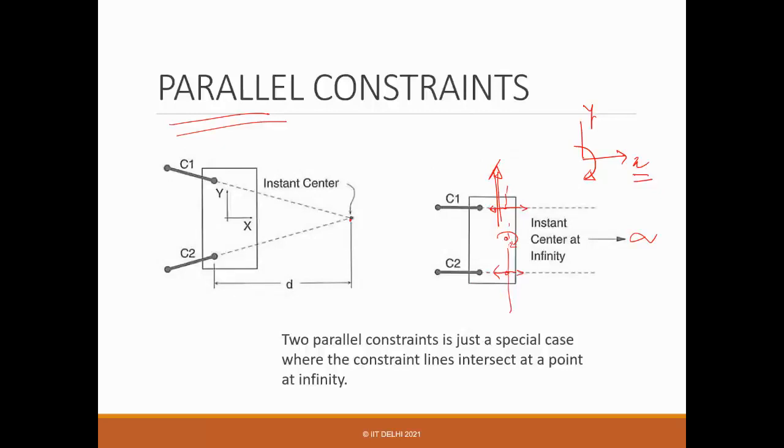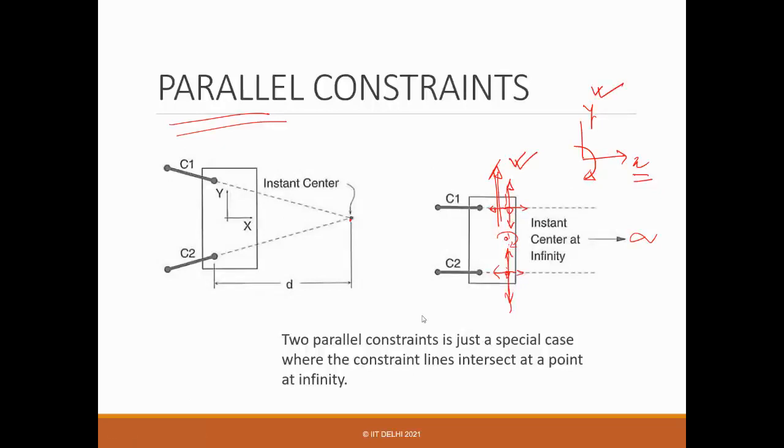But this rotation can happen at infinity because this motion is possible. If you take these two points, this motion is possible. So rotation at infinity means translation along the perpendicular direction. So in this case, you don't have the rotation, but you will have y motions. So you have y translation.